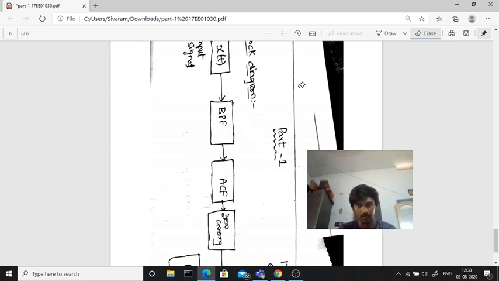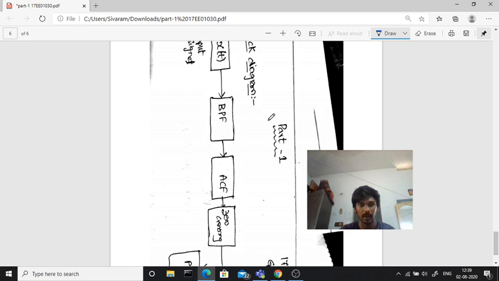We are using a band pass filter because we have unwanted frequencies below a certain limit, and also unwanted frequencies after a certain limit. We need the frequencies in between a certain interval. So for getting those values, we are using the band pass filter.